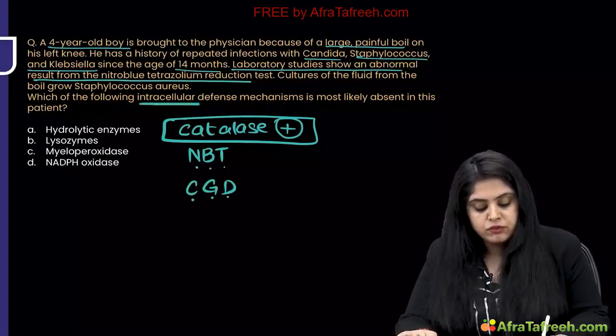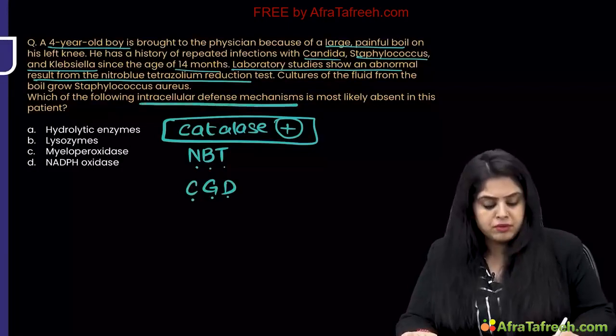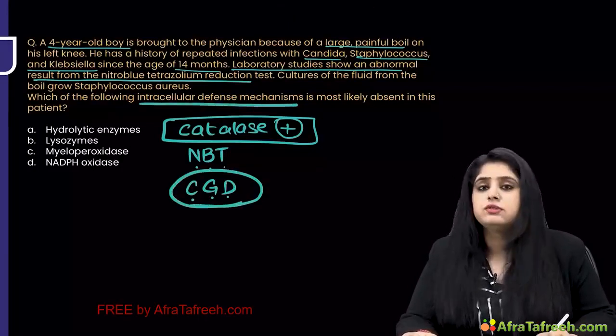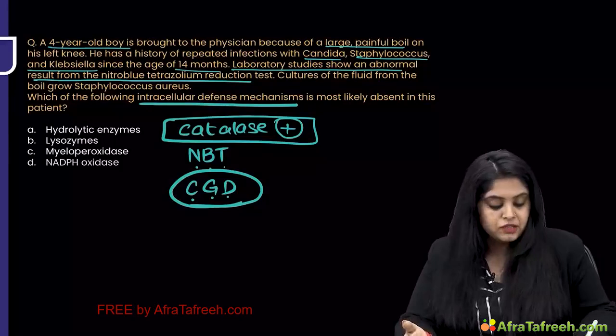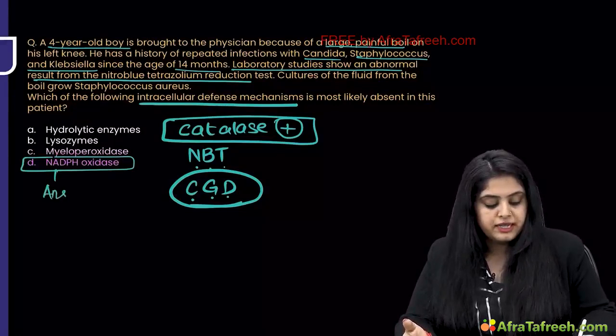Now they tell you which of the following defense mechanisms is a problem. In CGD, which enzyme deficiency do you see? NADPH oxidase. So what is your answer over here? Option D, that is NADPH oxidase is going to be deficient, and that is the answer.